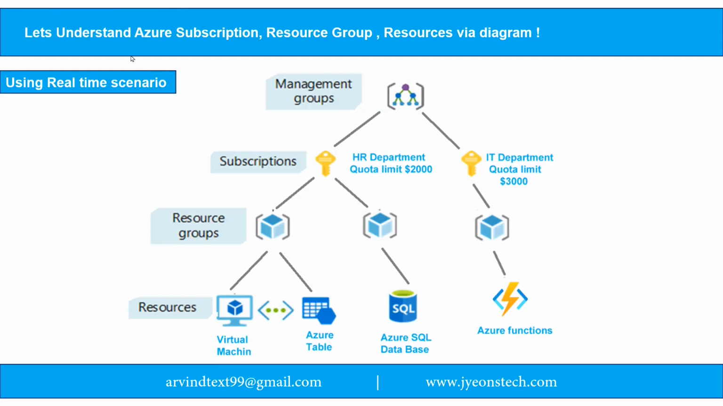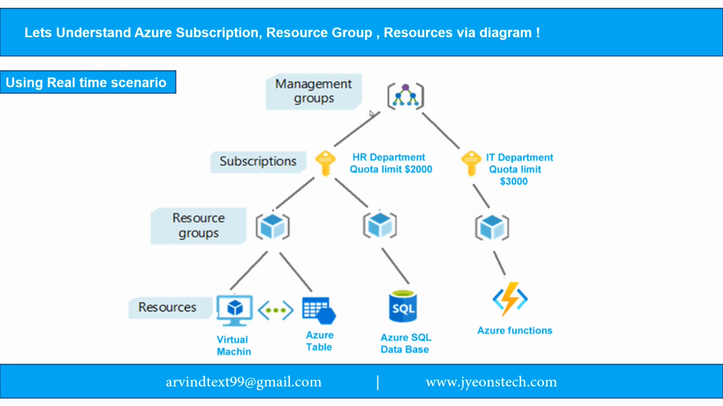So let's understand Azure subscription, resource group and resources by diagram, using a real-time scenario. This is the chart. At the top there is the management group, meaning there is an Azure account and a group of people who are managing it. They manage these two subscriptions: one is for the HR department, the second is for the IT department.